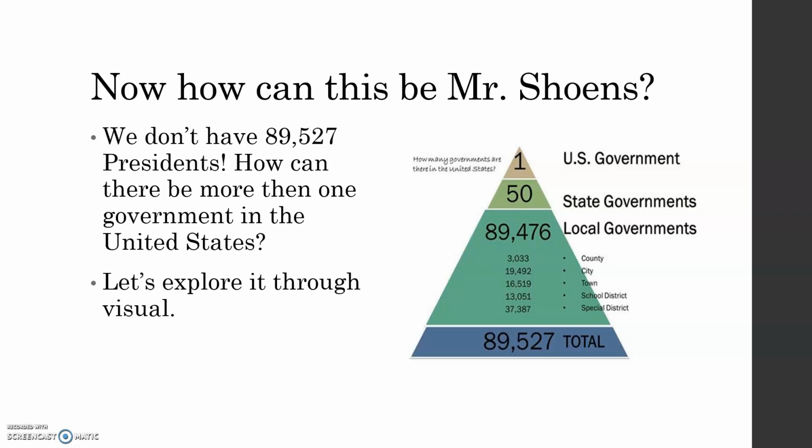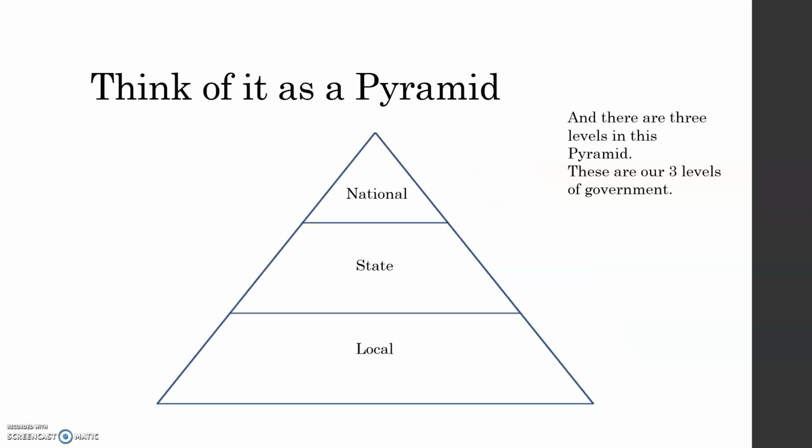How can there be more than one government in the United States? Well, let's explore it a little bit through visuals today. Today's more introduction. Tomorrow we'll get into what powers each level has. Think of it as a pyramid. And notice with a pyramid, there's different sections of a pyramid that makes it the pyramid. We'll put national government at the top, state government in the middle, and local government at the bottom.